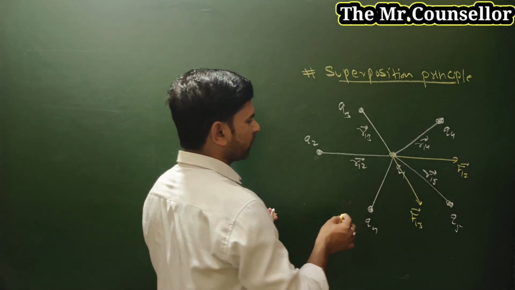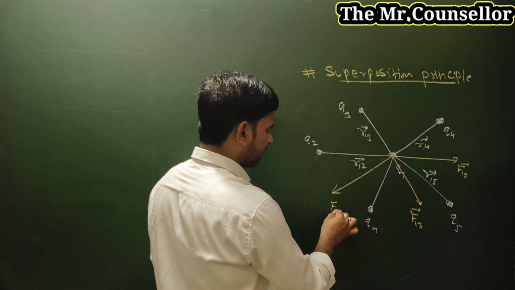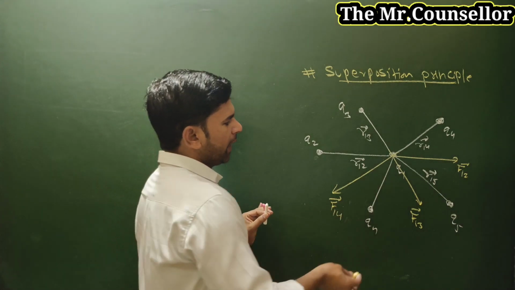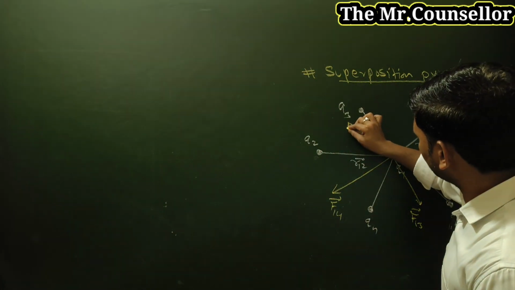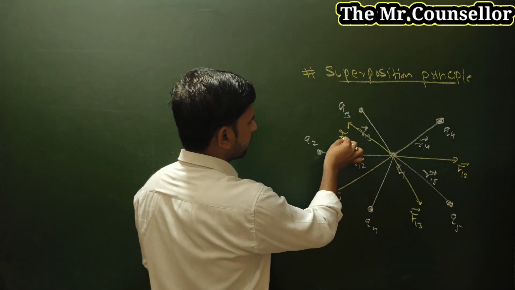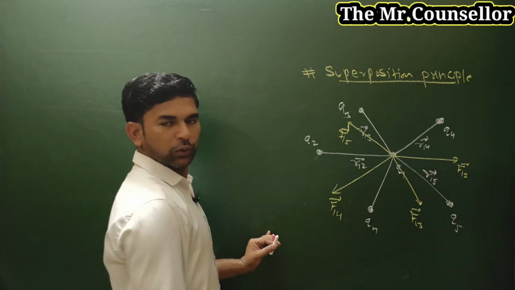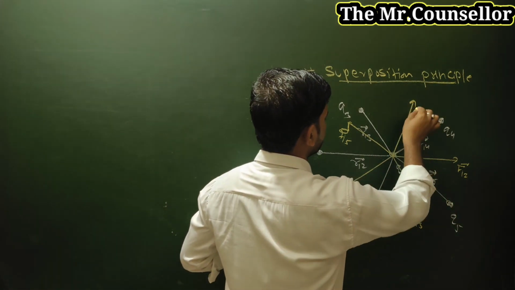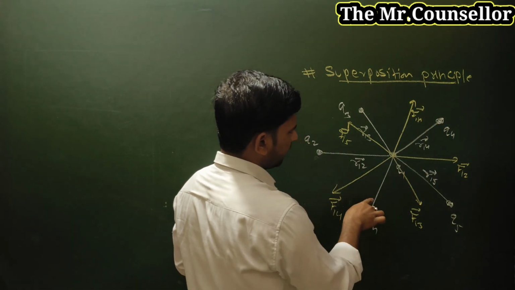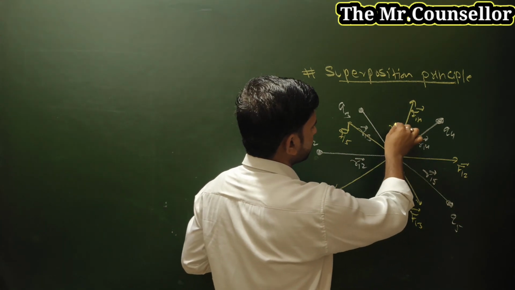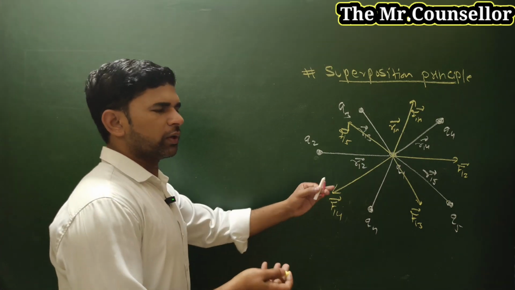Similarly, the force on q1 due to q4 will be on this side, vector f14. Is it okay? And the force on q1 due to q5, we know very well it will be on this side, so we can write vector f15. Is it okay or not? And the force on q1 due to qn will be like this, f1n, and here we write the position vector r1n. Is it okay? You can mention it, no problem.